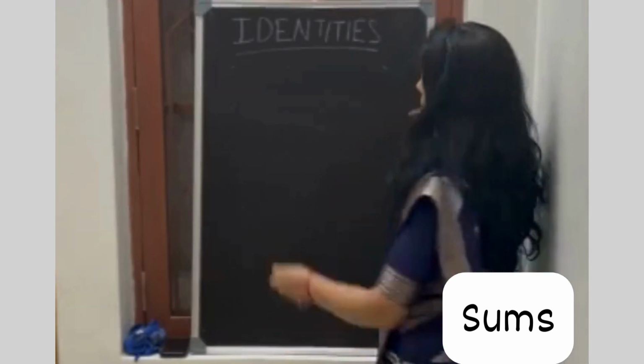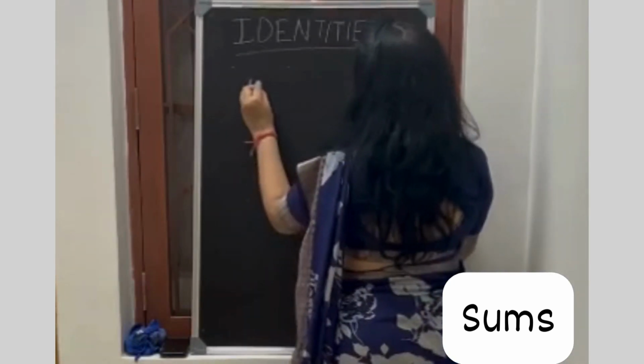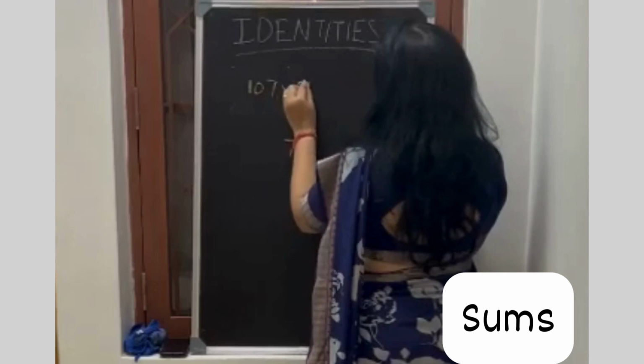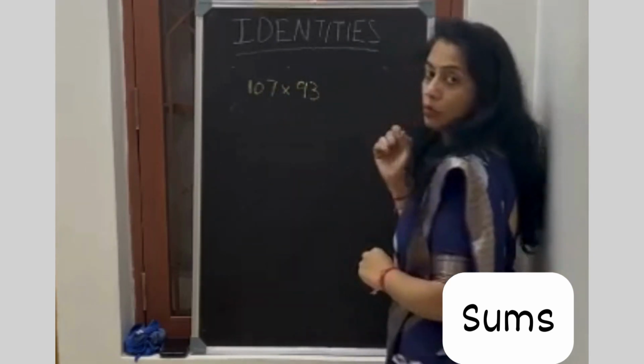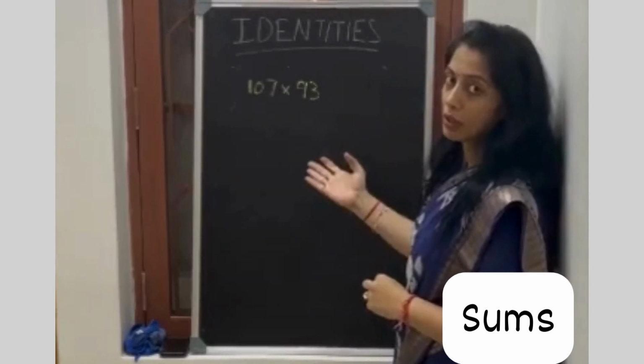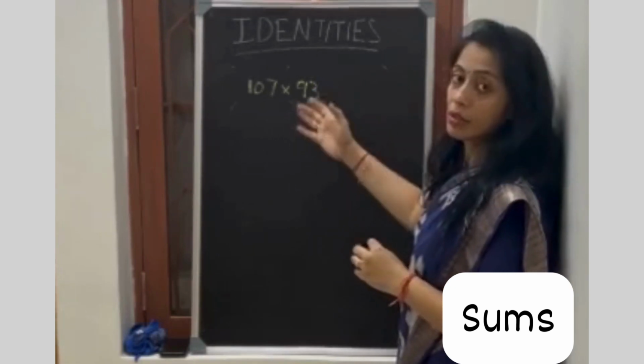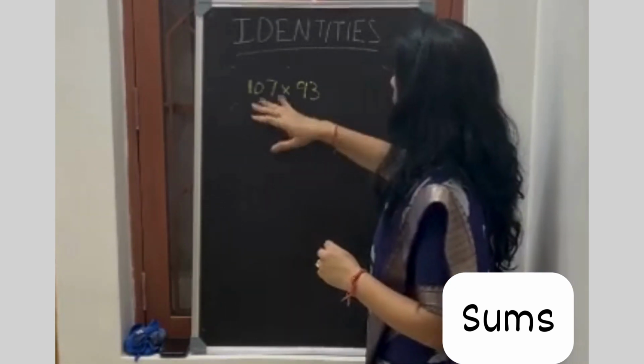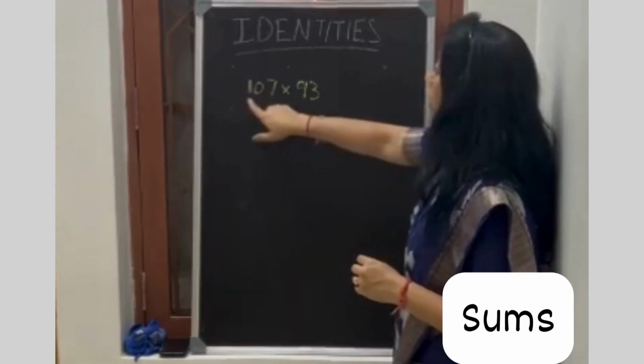Okay, 107 into 93. 107 into 93. How will I do this sum? Using the formula. The question says find out the answer using the formula. So what formula can I use for this?